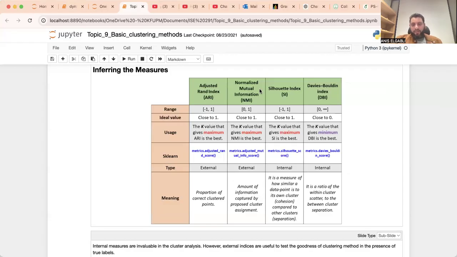For this course, what you need to know is that these are the four metrics, and these are the ranges. For the first three, higher is better. For this last one, lower is better. These are internal ones. They do not assume or use the label or the ground truth. These use the ground truth or the actual label. So if you have the actual label, then you rely on this, and this will give you more reliable results compared to these two.